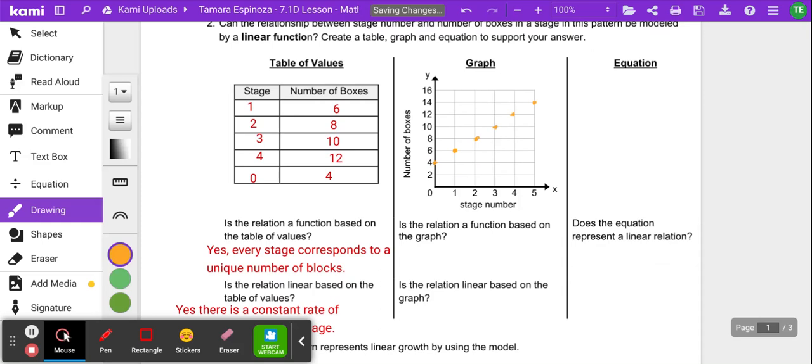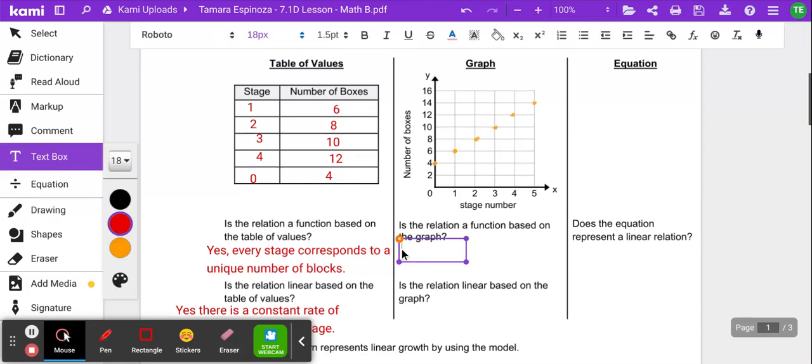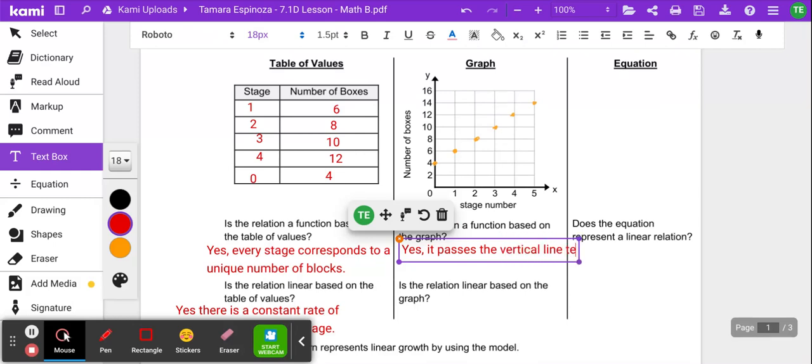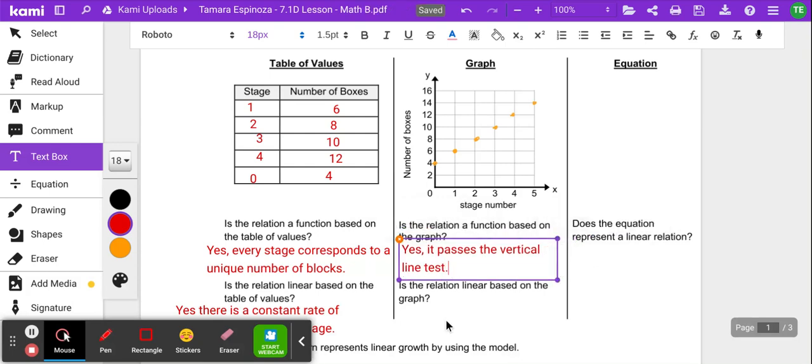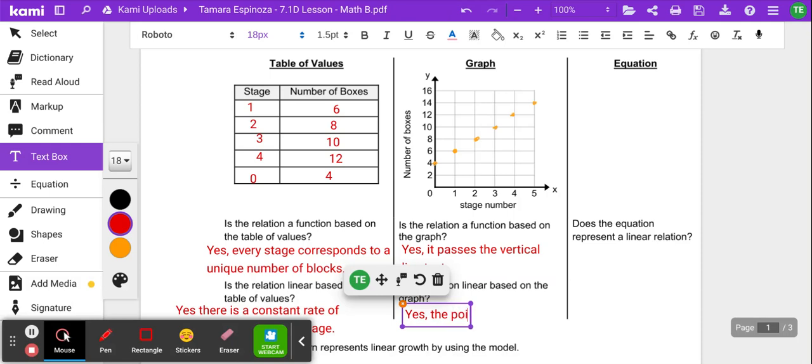Okay. Is the relationship a function based on the graph? Yes. You can't hit 2 points with 1 vertical line. It passes the vertical line test. Remember, if it's not a function, I would be able to take a vertical line somewhere through the graph and hit at least 2 points. Is the relationship linear? Yes. The points lie along a line.